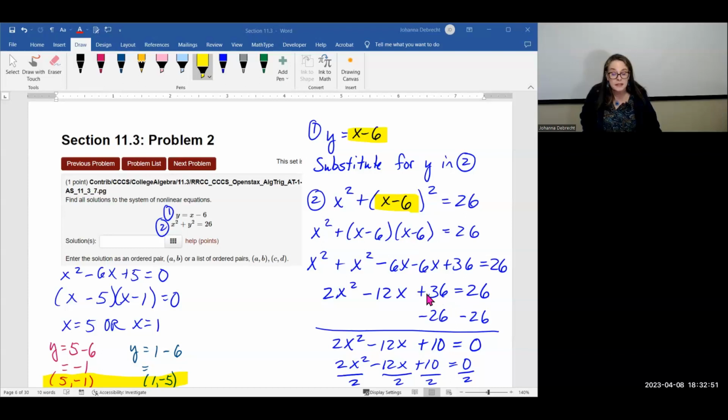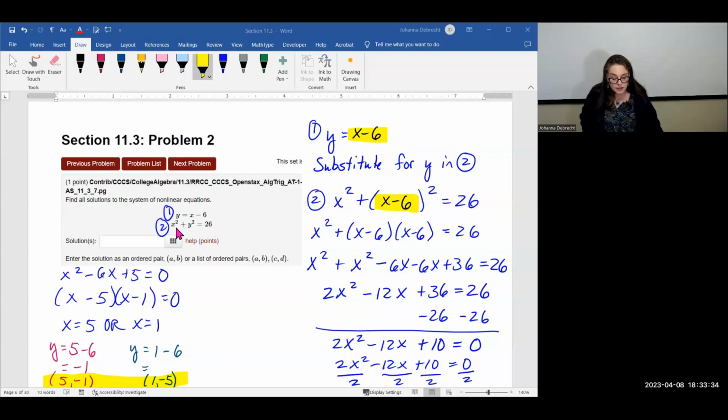Then I moved the 26 to the left so I could get 0 on the right. Then I noticed that every term was divisible by 2, so I divided every term by 2, which gave me this quadratic equation. I factored the quadratic equation, set each factor equal to 0, and that gave me 2 possible x coordinates, 5 and 1. Then I came back up here and used the equation where I'd solved for y equals x minus 6, and I took each x coordinate in turn and substituted it in for x. That gave me 2 ordered pairs, which you see here.